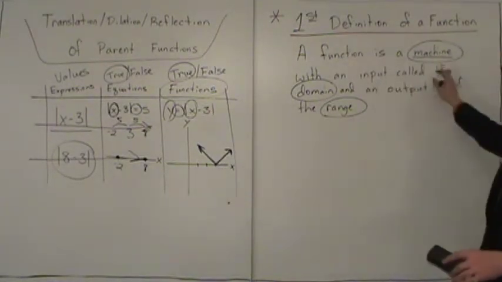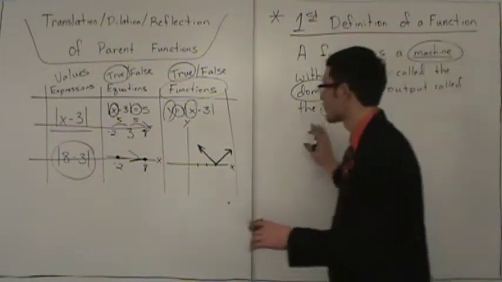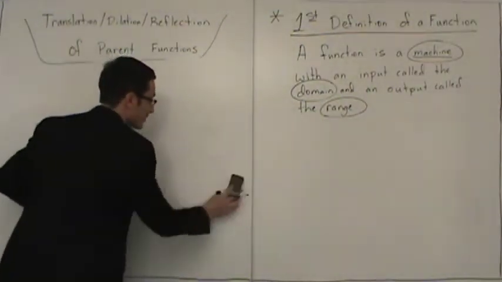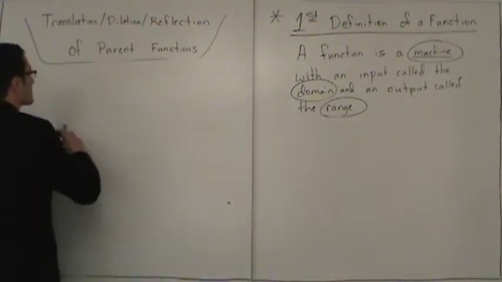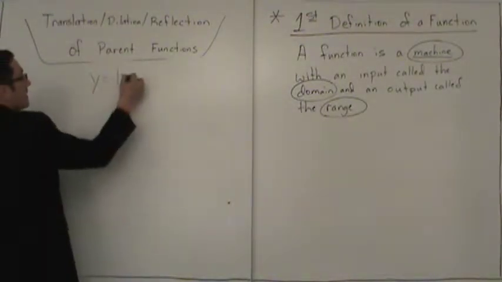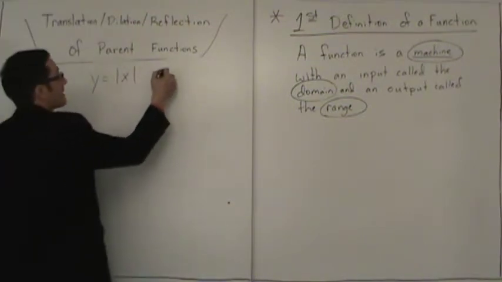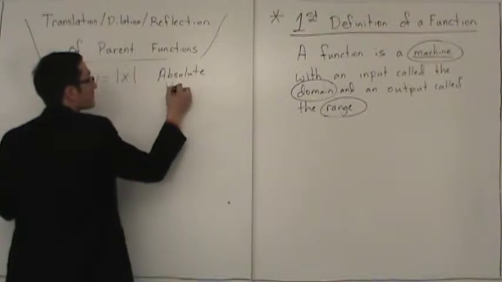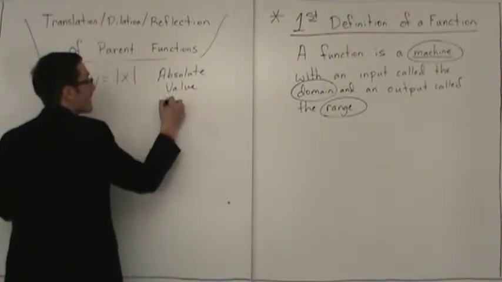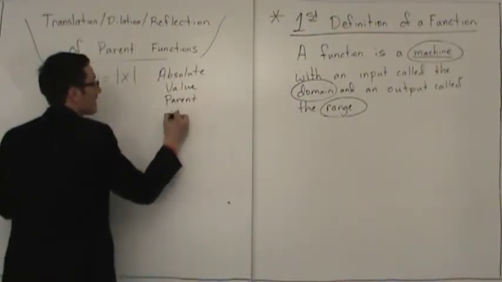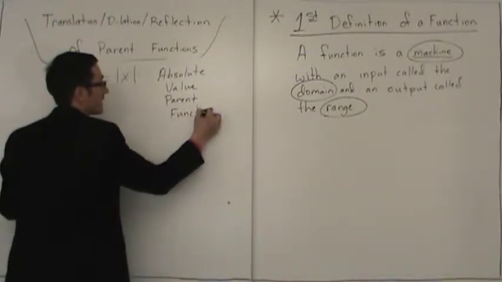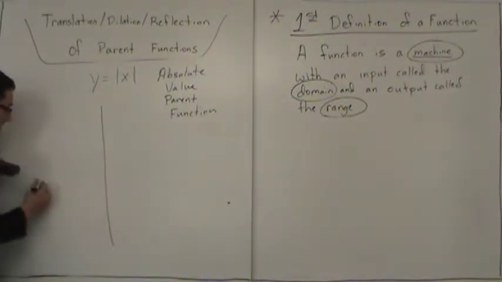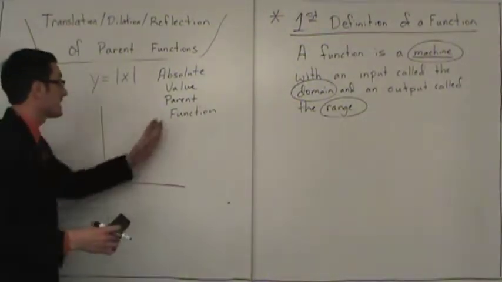Now, what is a function? A machine with an input called the domain and an output called the range. Let's look at the first function that we're dealing with, and we're going to look at this in terms of a machine. This is the function y equals the absolute value of x. And again, from the last video, this is the absolute value parent function. Now, I told you where the points were located on the last video. This video, we're not going to assume that we know where the points are located. We're going to develop this in terms of what is a function.